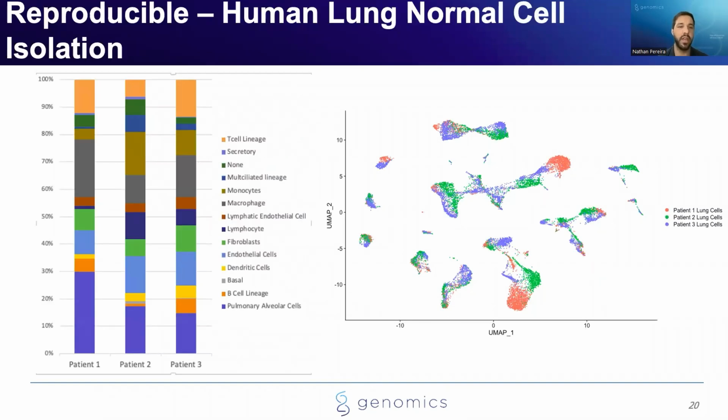So again, here's the cell type representation for each of those 3 patients, and the clustering. You can see before and after integration the nice overlap of the cells, and we have all the same cell types between all the different patients and all the different cell isolations.